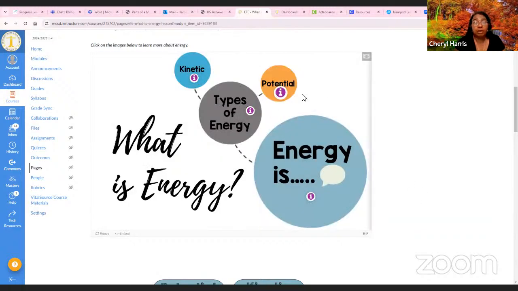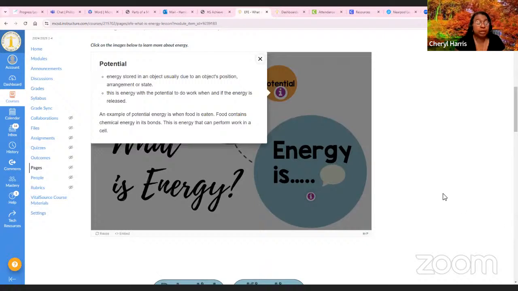Then you have potential energy. Like somebody tells you you have potential, that means it's in you, it's stored in you, you're just not using it. Okay. So again, with potential energy, the key word is stored in the object. The energy is there and it needs to be released. It has the potential to do some work.